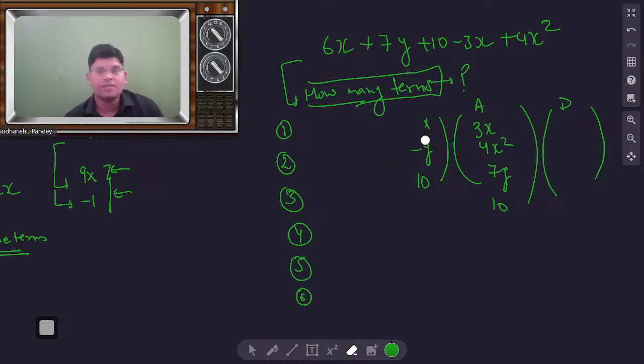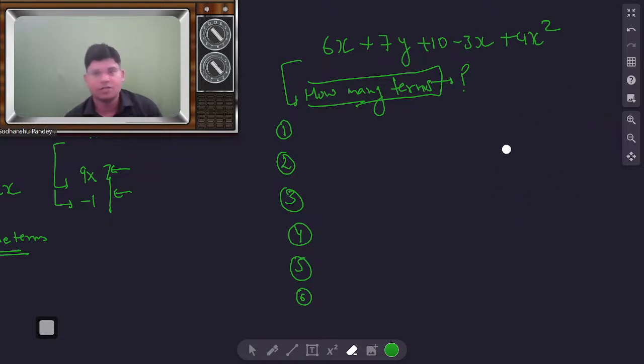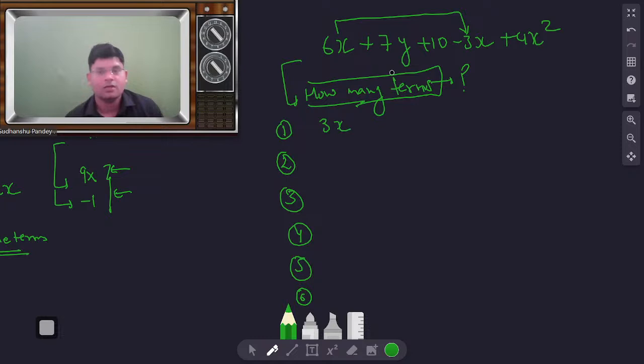So basically, if I solve this particular expression, solving means I am going to reduce it. So you can see that 6x minus 3x is going to be 3x. Now we don't have any term with respect to y, so we will write 7y. Then we have 10 as well. Then we have 4x square as well. So Anvita, you said very correctly. So how many terms are there? There are 4 terms.